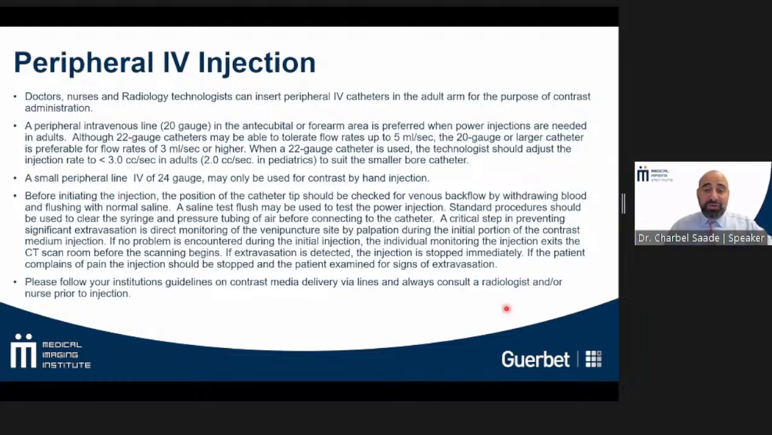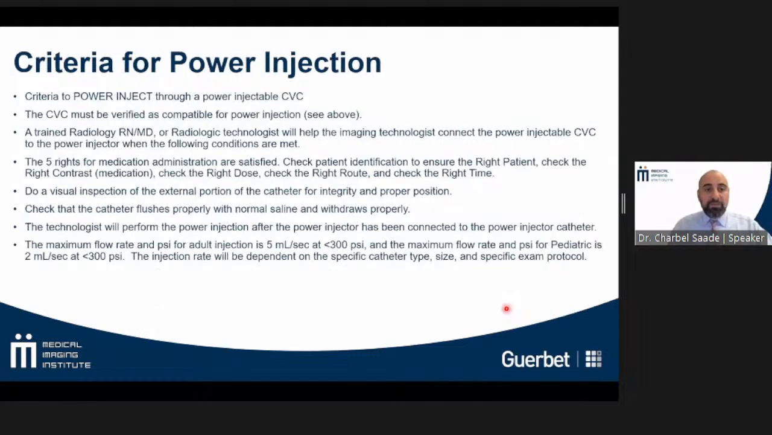The last thing you ever want to do is give an injection into a central line or any line that hasn't been checked, or when you're not equipped to do it. You're putting your patient at risk. So please be careful of this. So what is the criteria for a power injection? Well, it's very simple. The CVC must be verified as compatible for power injection, which we've spoken about before. A trained radiology nurse, doctor, radiology technologist or radiographer will help the imaging technologist connect it to the line, depending again on your institution's protocols.